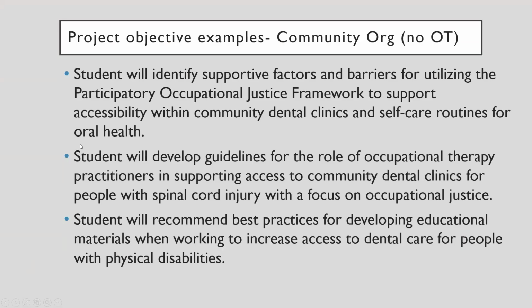So in these project examples, this student who worked in a community organization with no OT was really interested in applying the participatory occupational justice framework. And so the project was a really good opportunity to really dive into that. Whereas with the experience site, while she used the POJF in her work, they weren't as interested in some of the specifics as they're not an OT oriented organization. So in her project, she was really able to illustrate how she and then other OTs could use the POJF to work with community organizations.